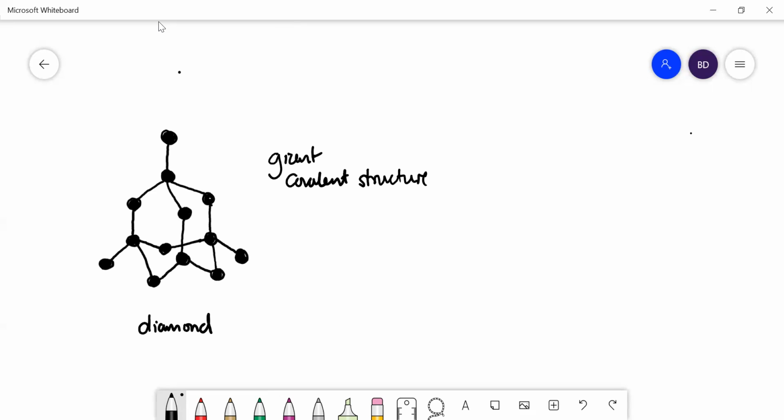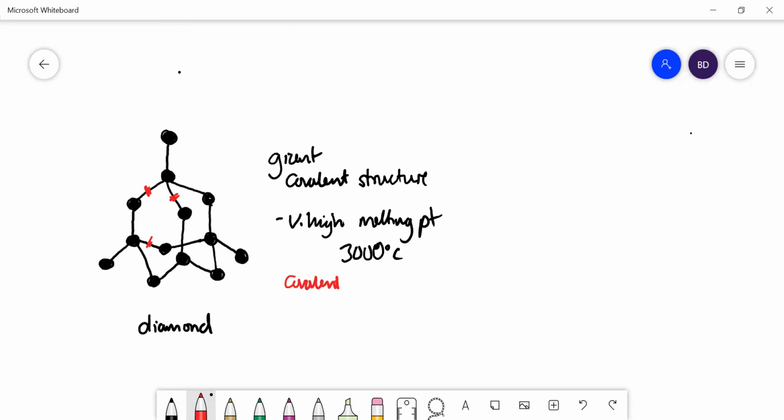Right, now diamond has got a very high melting point, about 3000 degrees C. And the reason for that is, if you want to melt it, you've got to break these covalent bonds. If you want those carbon atoms to not be in fixed positions and to move about freely, you've got to start breaking all of those covalent bonds. And covalent bonds are strong, so you need a lot of energy to break them. So you need a very high temperature. A lot of energy required to break them.